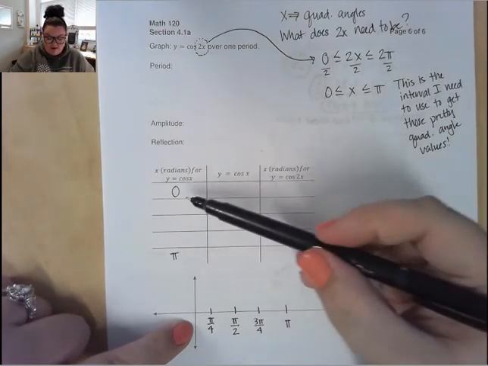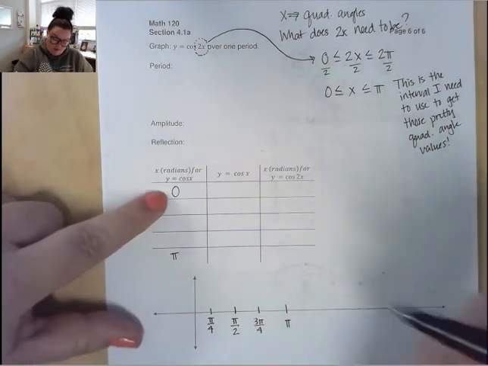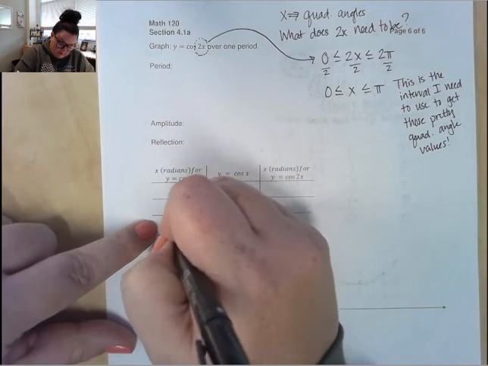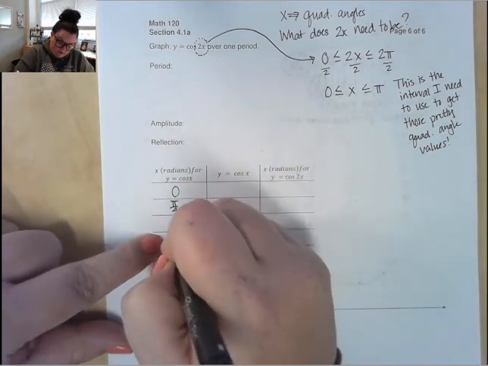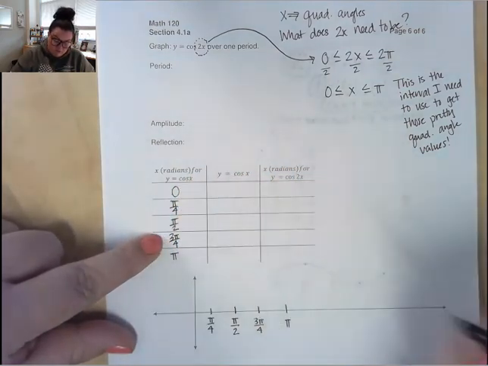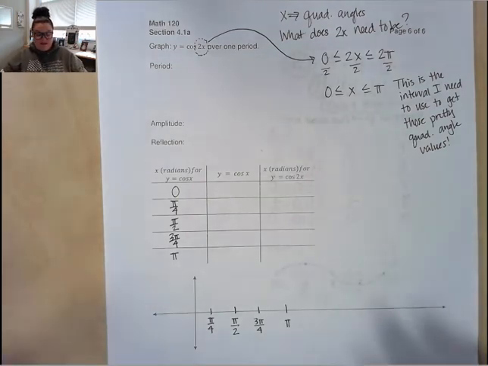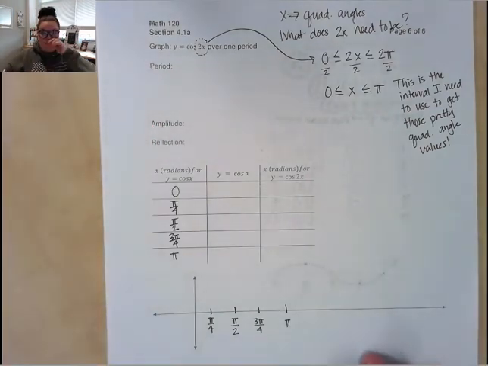So now I know my values. I start at 0, I go to pi over 4, I go to pi over 2, I go to 3 pi over 4, and then I end at pi. Okay. Now, let me show you why I did this, and then we'll go back and do the period and the amplitude and all that.